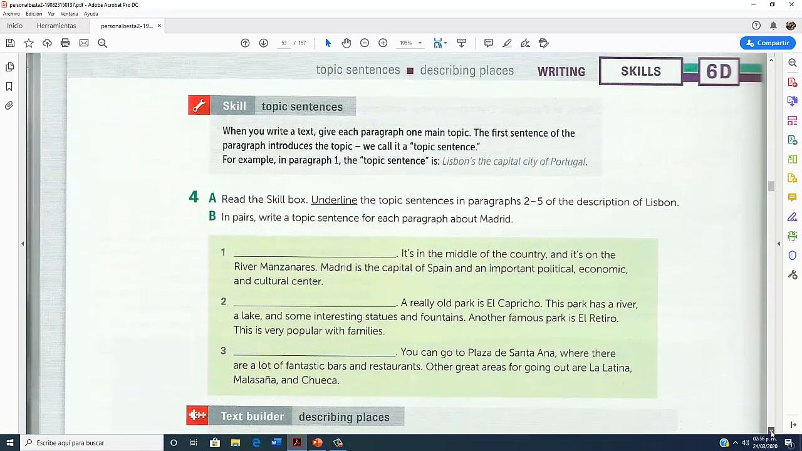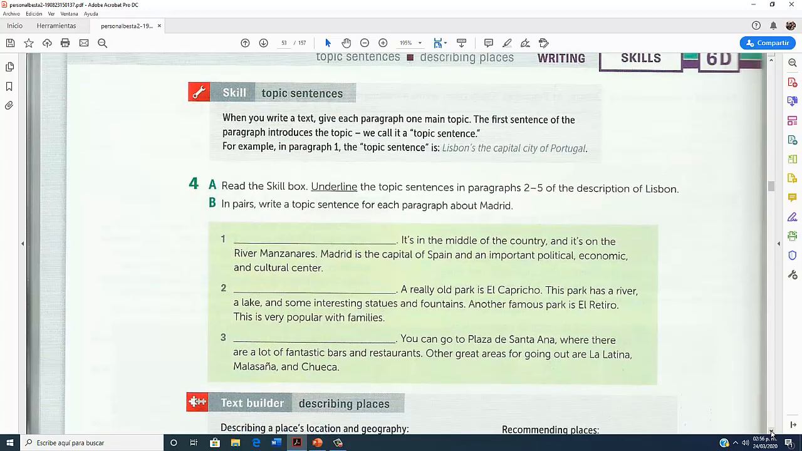And when you write a text, here you have some tips about writing. The first sentence of the paragraph introduces the topic. We call it the topic sentence. For example, in paragraph number 1, the topic sentence is Lisbon is the capital city of Portugal. It's the sentence you use to start when you write a paragraph describing a place, for example.